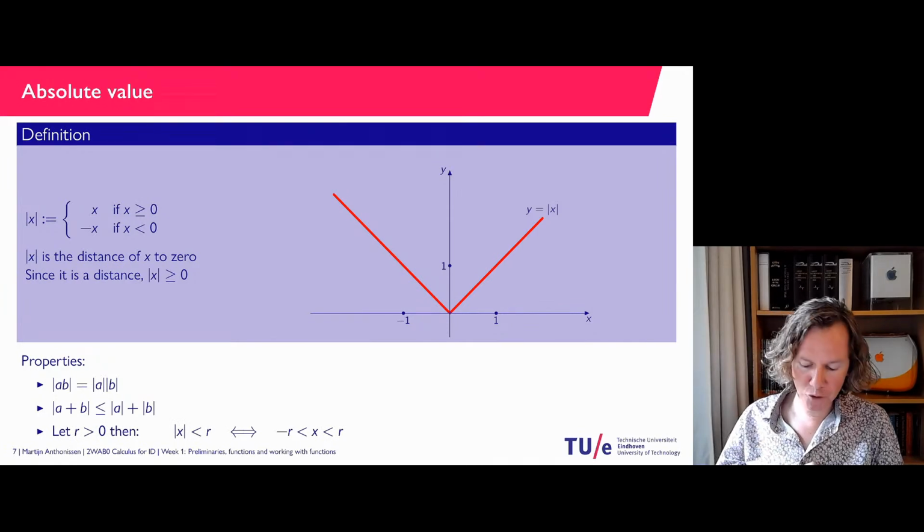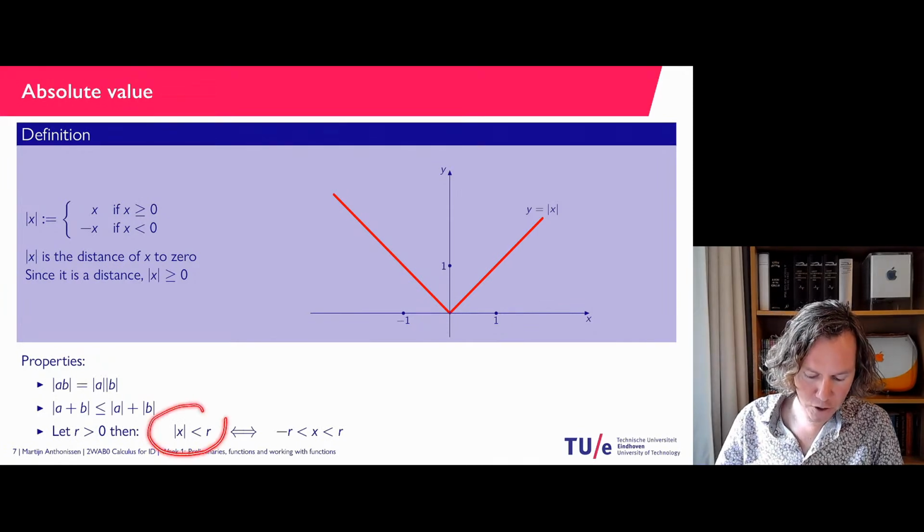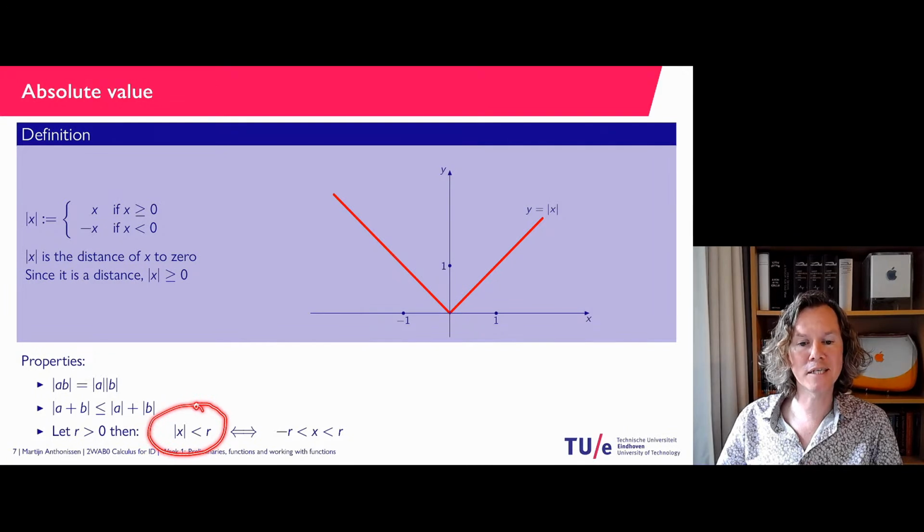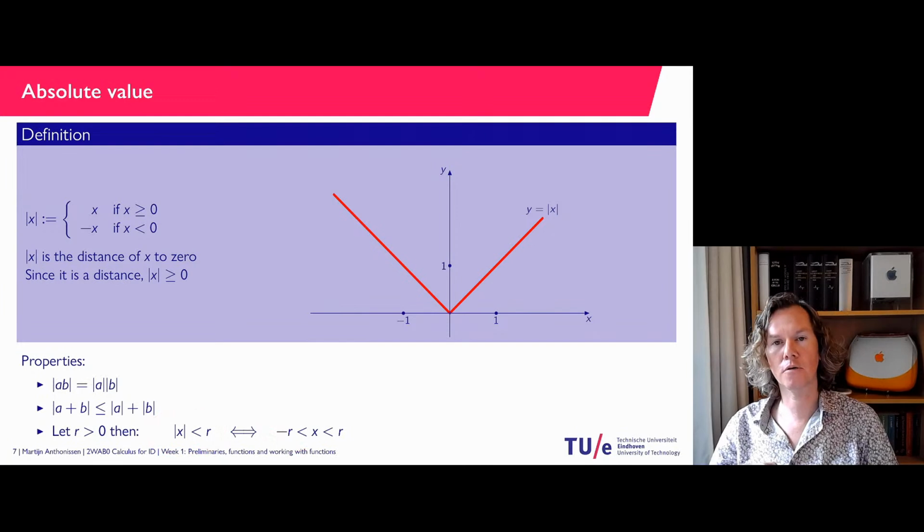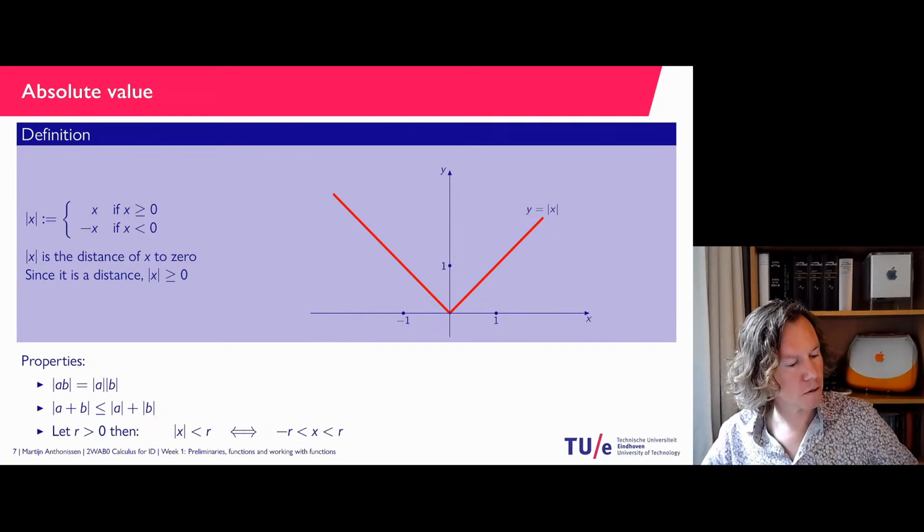One thing, if you have something like absolute value of x is less or equal r, you can split it into two inequalities. It means that x itself is in between minus r and plus r.